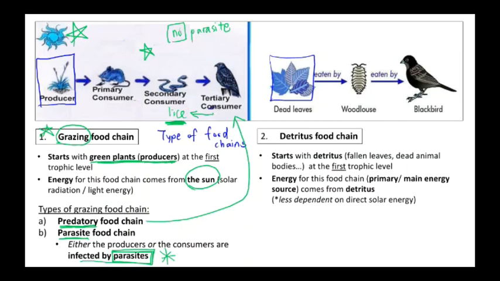a parasite food chain. On the other hand, the detritus food chain does not start with producers, but it starts with the detritus, which means the dead organisms. Maybe they are the dead leaves or the animal waste. How do they get the energy? It's not from the sun, but from the detritus, the dead organisms.